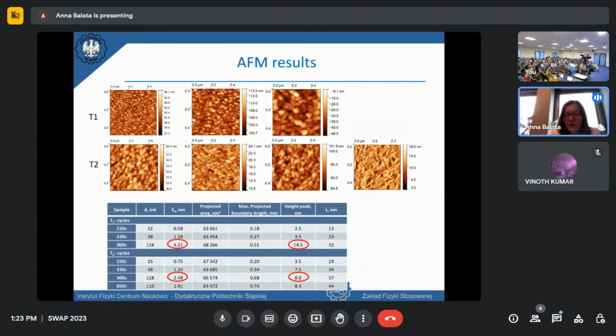And if we gather all topography and structural parameters in the table, we can conclude that the roughness of the layers deposited at T1 temperature is higher. So it means that maybe the orientation of grains is different. And the same with the mean grain size. In case of layers deposited at T1, we have lower values for all layers. If we compare it to layers deposited at higher temperature, we have bigger grains.